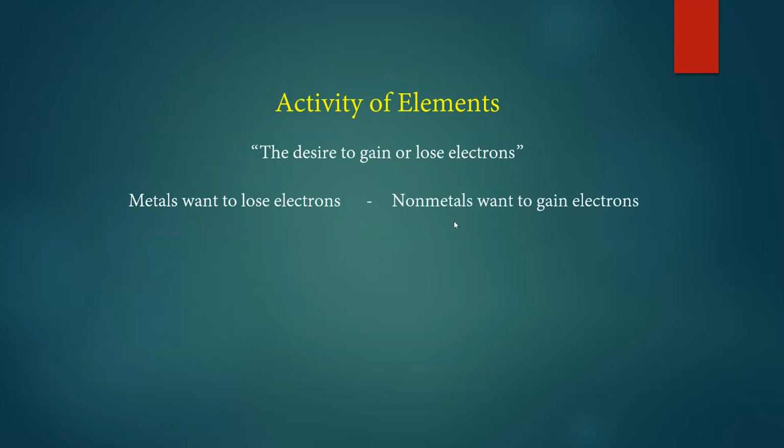Nonmetals, on the other hand, want to gain electrons. Being on the right side of the periodic table, it's a shorter path to an octet for nonmetals to gain electrons. So in terms of nonmetals, whichever one of them most wants to gain electrons, that will be the most active nonmetal.